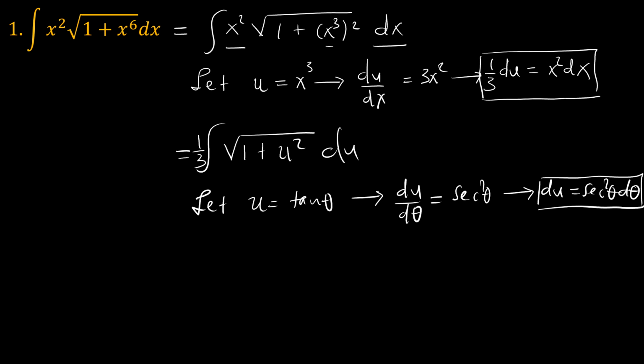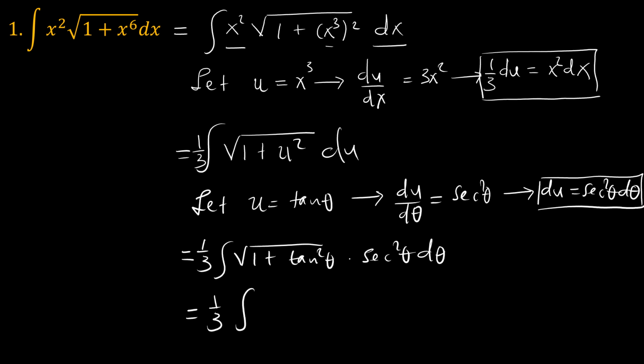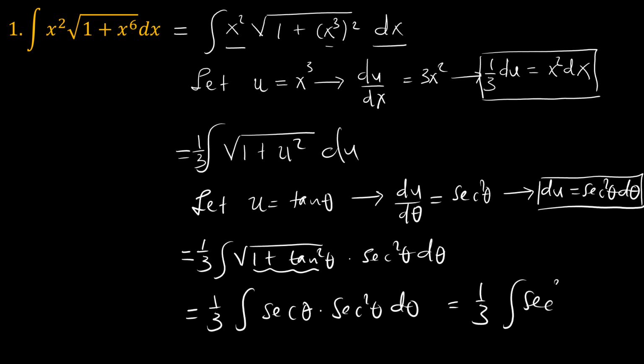Okay, so our problem now becomes 1 over 3 integral of the square root of 1 plus u squared, which happens to be tan squared theta, times sec squared theta d theta. So which is a third. This part here is the square root of sec squared theta, so we get sec theta times sec squared theta d theta, which is equal to a third integral of sec cubed theta d theta.